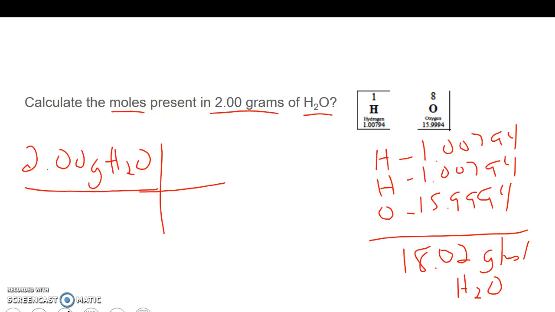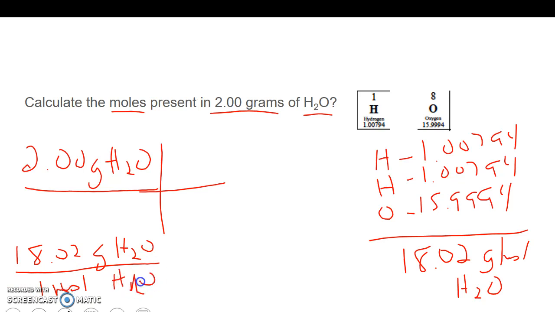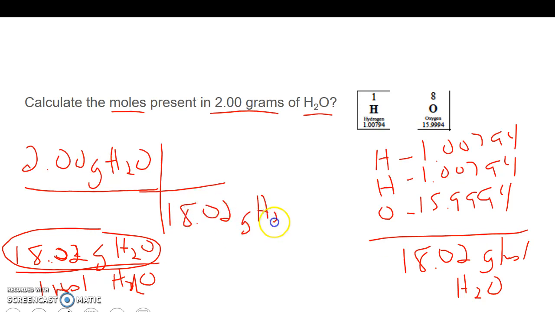Since I have grams up here, I want to find my conversion factor. So my conversion factor is this many grams of H2O in 1 mole of H2O. So I got grams over moles. I want to put this in the diagonal because I want my grams to cancel. So I go 18.02 grams of water in 1 mole of water. Units cancel. I can solve.